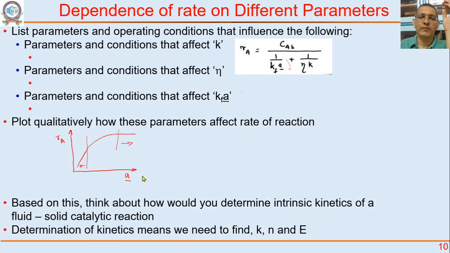And in terms of external surface area, we can think about this as 1 over dp. So if you plot Ra with respect to dp, how will it look? Exactly opposite of this. For small dp, there is no external mass transfer resistance, but for large dp, there is external mass transfer resistance. So this is external mass transfer limited. This is not external mass transfer limited.